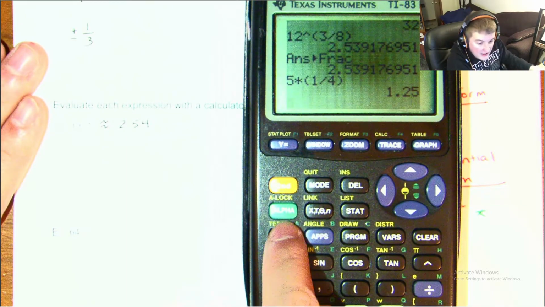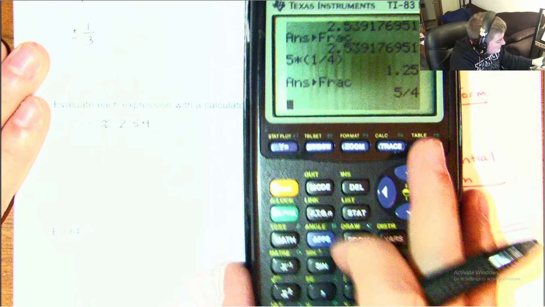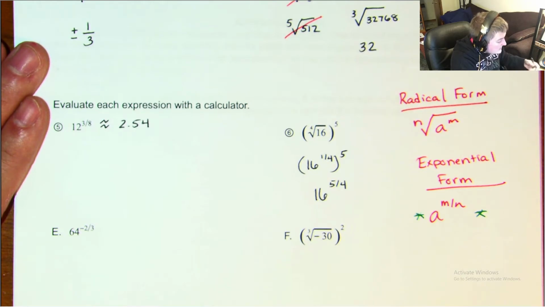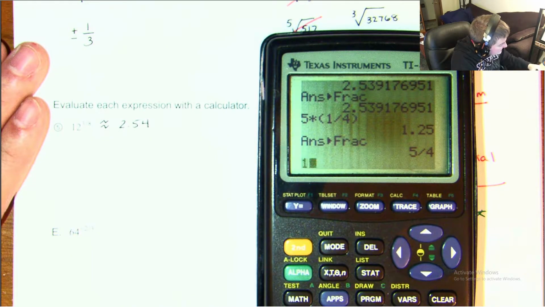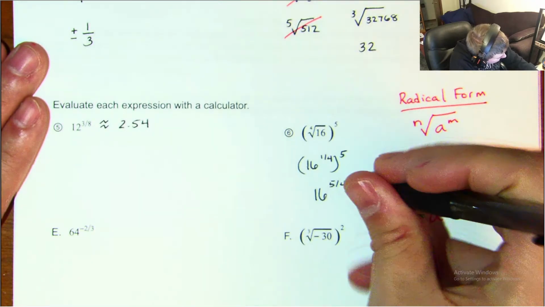And then you can hit math fraction, which we've done before in the past, to tell you that it's 5/4. Okay, lastly, all we have to do is throw this into the calculator. So we're going to go 16 to the 5/4 power to get 32. This is 32 on the dot.